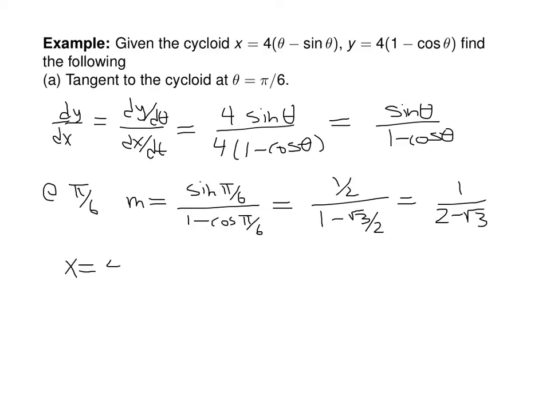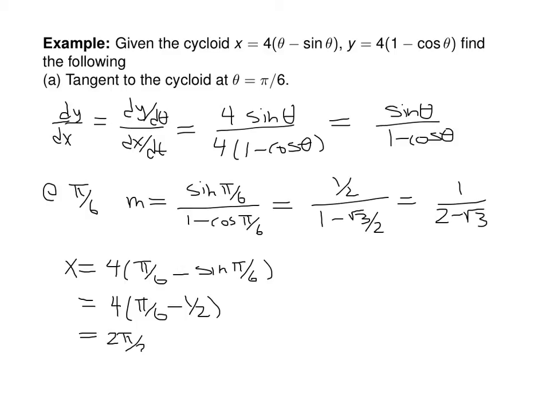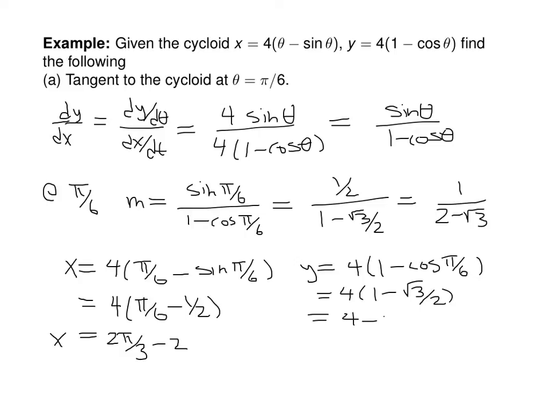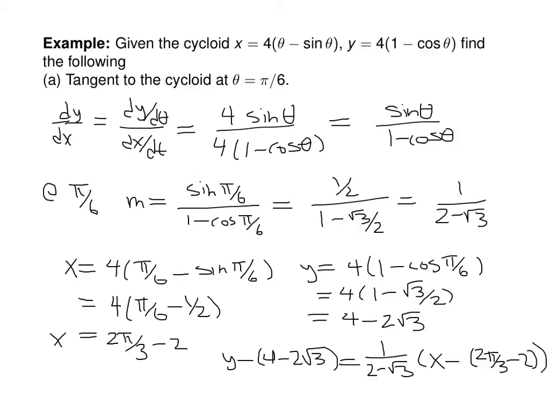So the x-coordinate is 4 times pi over 6 minus sine of pi over 6. Sine of pi over 6 is 1/2. So 4 times pi over 6 minus 1/2, which is 2 pi over 3 minus 2. And then the y is 4 times 1 minus cosine of pi over 6, which is root 3 over 2. So 4 times 1 minus root 3 over 2, which is 4 minus 2 root 3. So an equation of the tangent line is y minus the quantity 4 minus 2 root 3 equals 1 over 2 minus root 3 times x minus the quantity 2 pi over 3 minus 2. Ugh. Don't graph that.